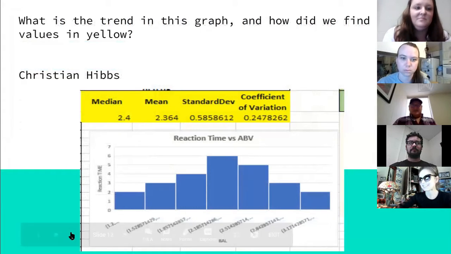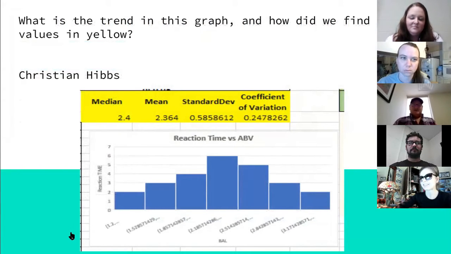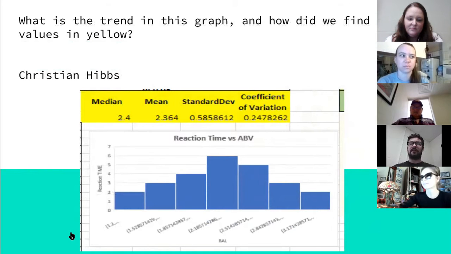All right, this is for Mr. Christian. What is the trend in this graph, and how do we find those values in yellow? Okay, so the trend in this graph is basically saying that your reaction time is slowed down depending on your blood alcohol level. And the main question is, how do we find those values in yellow? Well, we've been doing this all semester. We have the median, the mean, the standard deviation, and the coefficient of variation.